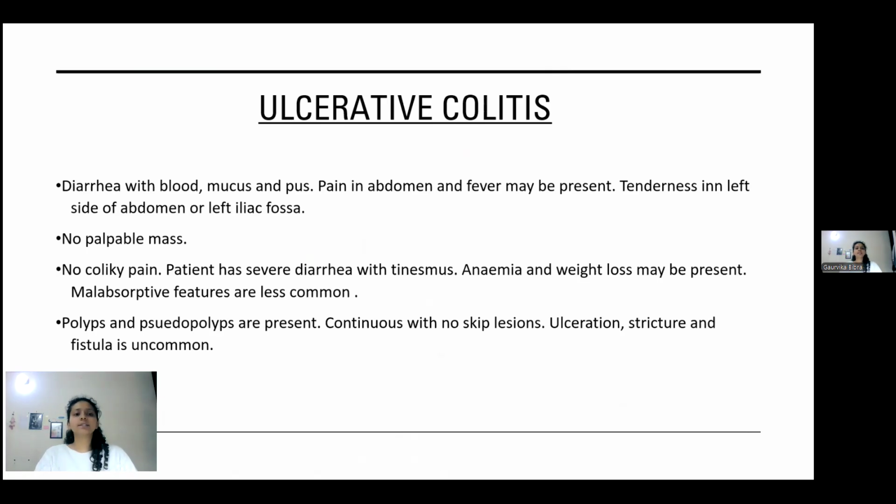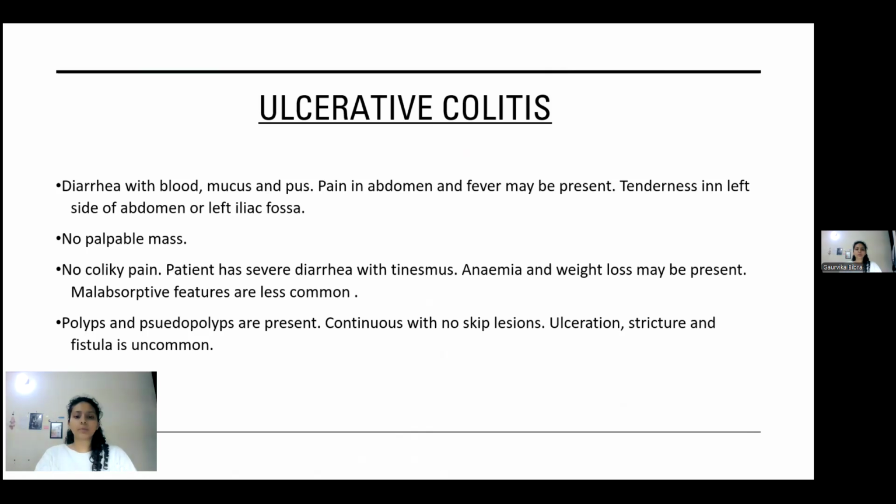Ulcerative colitis: it is diarrhea with blood, mucus, and pus. Pain in the abdomen and fever may be present. Tenderness in left side of abdomen or left iliac fossa. No palpable mass, no colicky pain. Patient has severe diarrhea with tenesmus. Anemia and weight loss may be present. Malabsorptive features are less common.